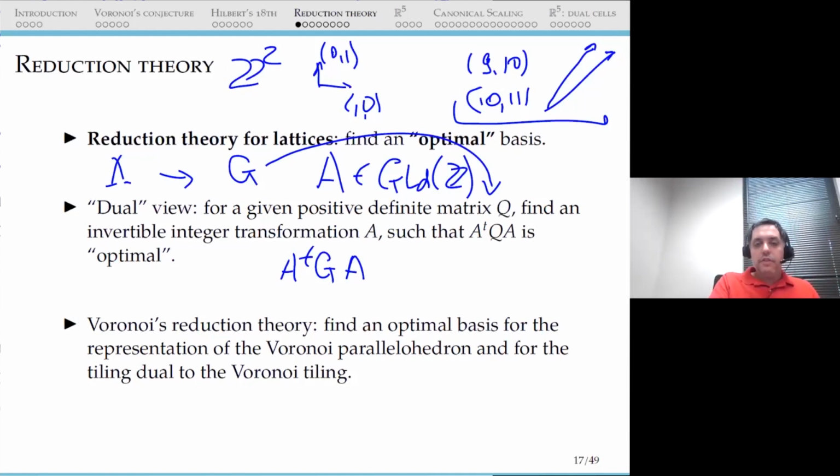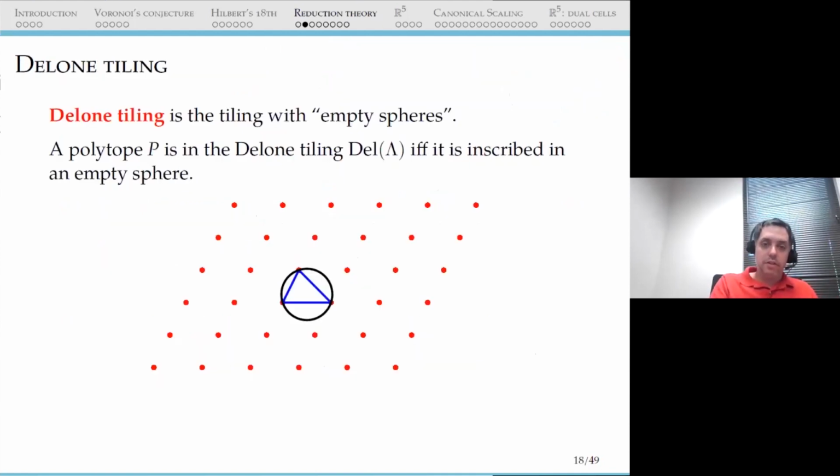So what are the dual tilings? And actually, for Voronoi tilings, the dual tilings are well known. Those are what is called Delaunay tilings. And the classical approach was introduced to some extent by Voronoi, and then later Delaunay formalized it for arbitrary sets and in arbitrary dimensions. So basically a Delaunay tiling is the tiling using empty spheres. So if we have a point set, well, for me this point set will generally be a lattice, then we're going to say that a full-dimensional polytope is in the Delaunay tiling if and only if it is inscribed in some empty sphere.